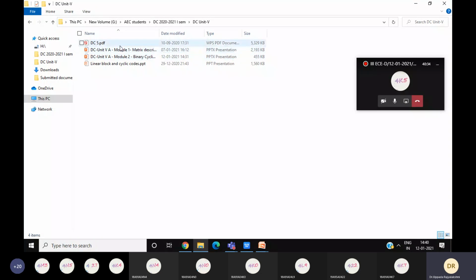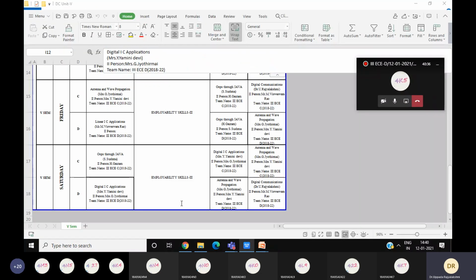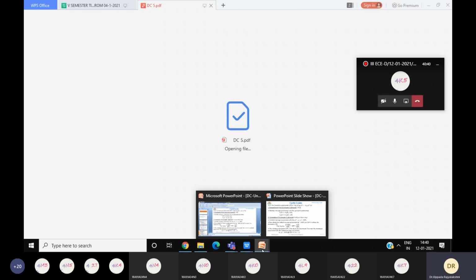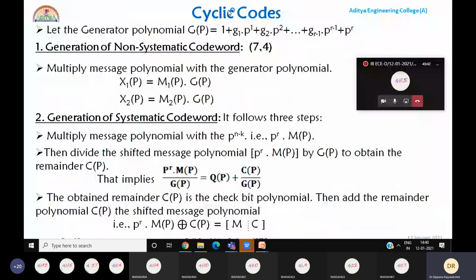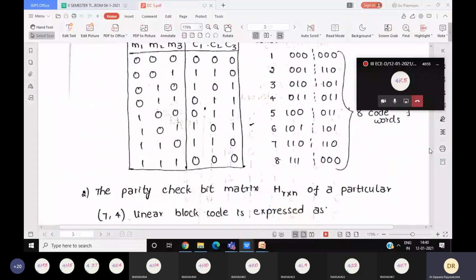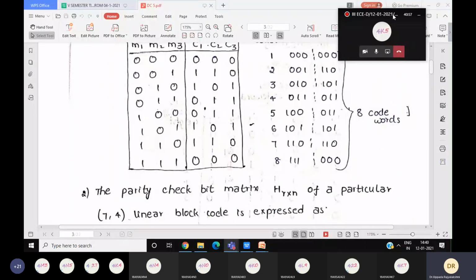Now we can discuss some problems related to the generation of code words using systematic and non-systematic processes. You can see them directly in the PDF I have mentioned.